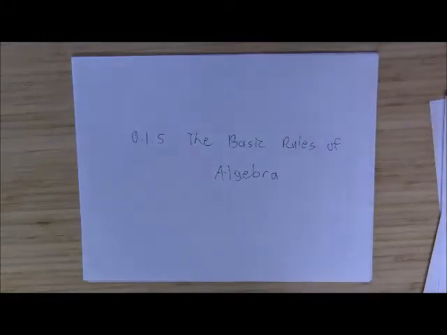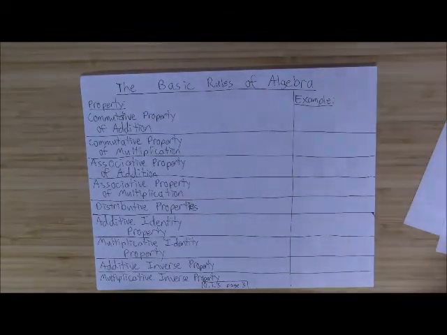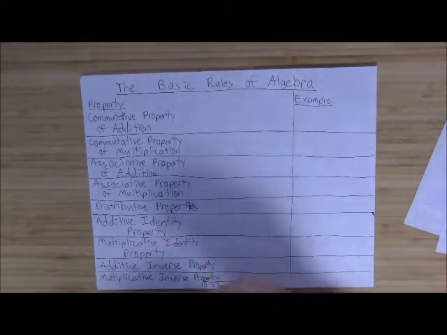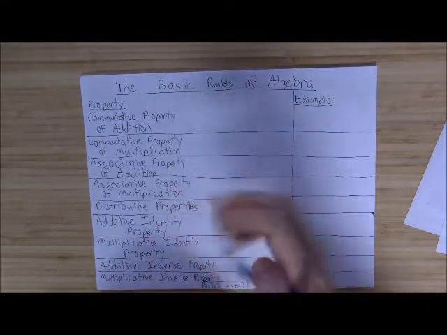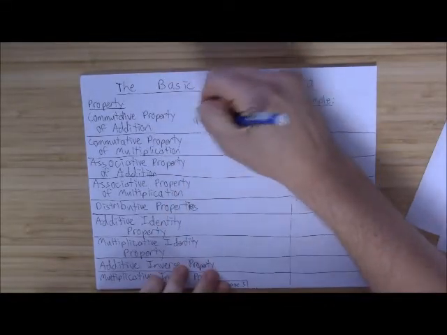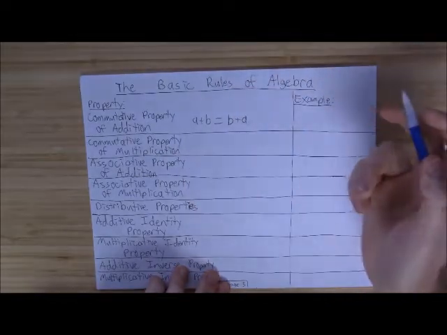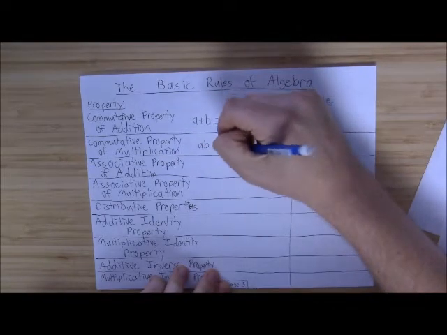This is going to be a bit of a bigger section, but that's because we're talking about all of the basic rules of algebra. These properties are really important because they are the basic properties that we need. So first off, we have the commutative property of addition. Commutative says that you can basically swap the order and it doesn't matter. So A plus B equals B plus A always. We also have this property for multiplication, which says AB equals BA.